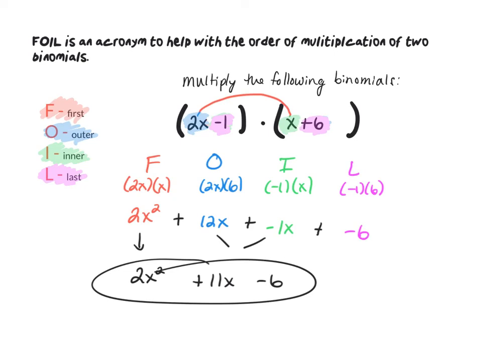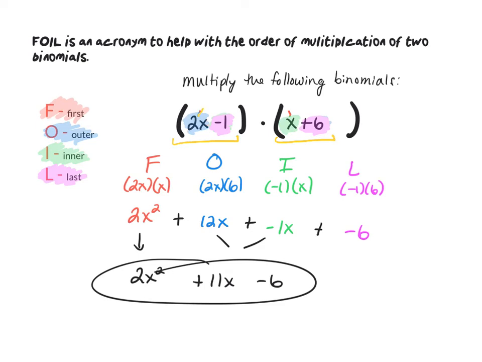Now, a quick moment here. It is really important for us to see that the FOIL method is the distributive property. The distributive property says that every term in this first grouping must be distributed and multiplied to every term in this second grouping. So the FOIL method helps us do that step by step.